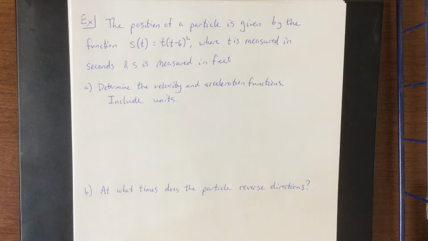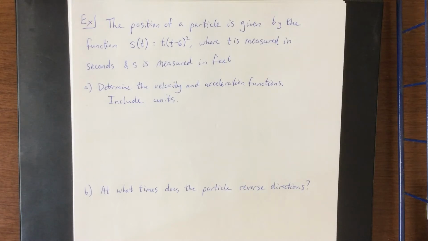In this example problem, I'd like to consider the following. The position of a particle is given by the function s of t is equal to t times the quantity t minus 6 quantity squared, where t is measured in seconds and s is measured in feet. I'd like to determine both the velocity as well as the acceleration functions, and I'd like to include units on those answers.